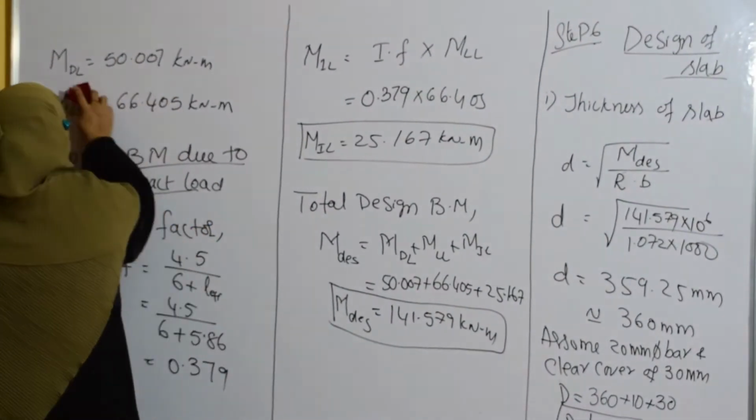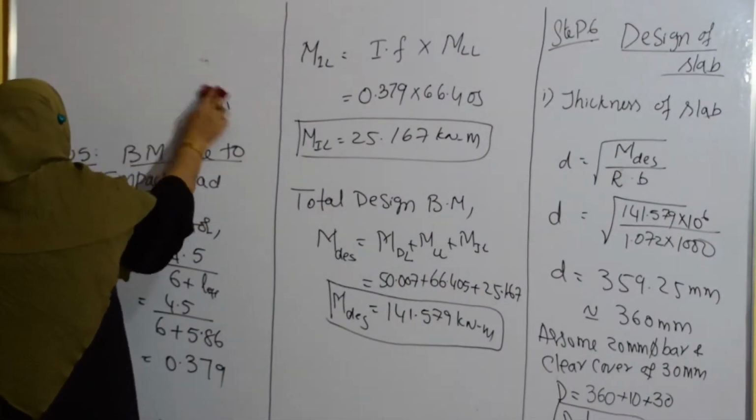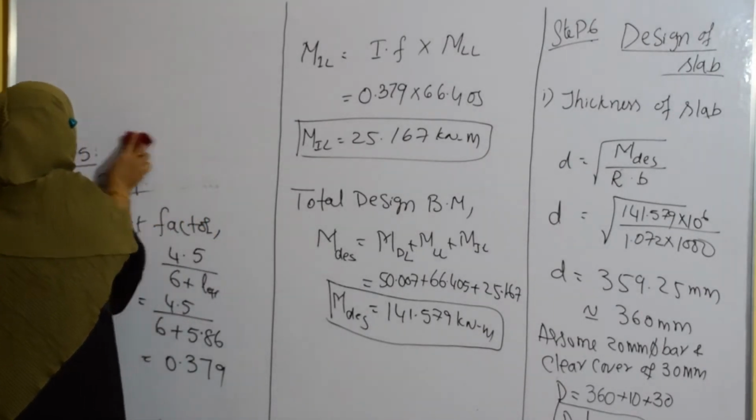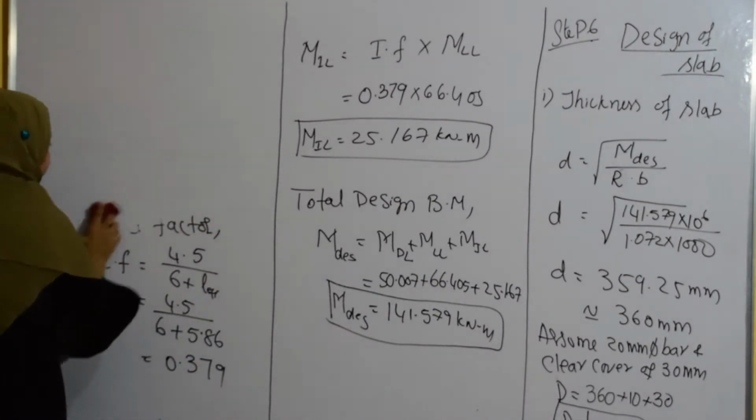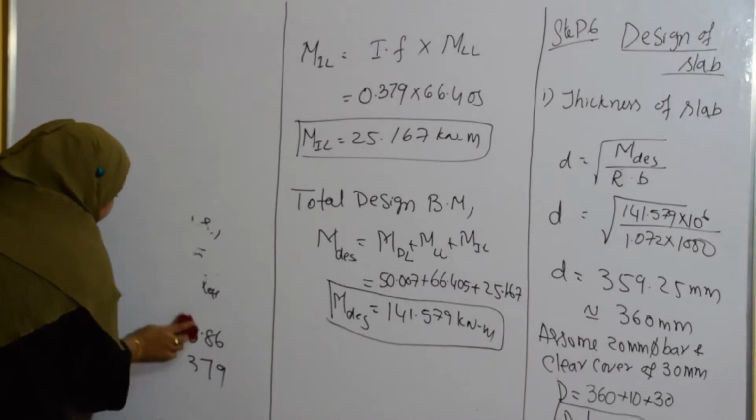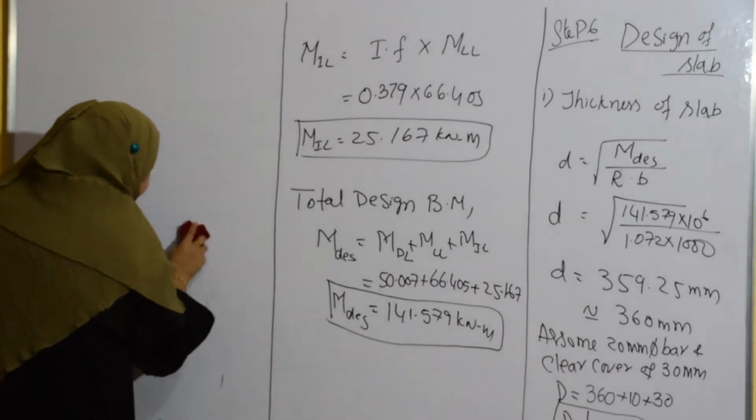Now coming to the area of steel, as I said, the second part of design will be area of steel. So this is the working stress method.